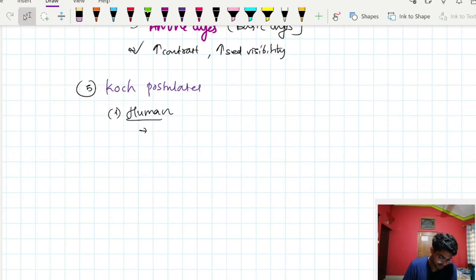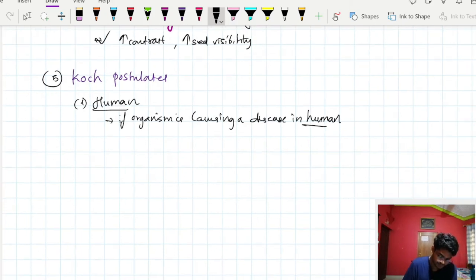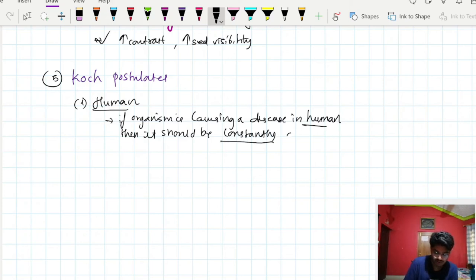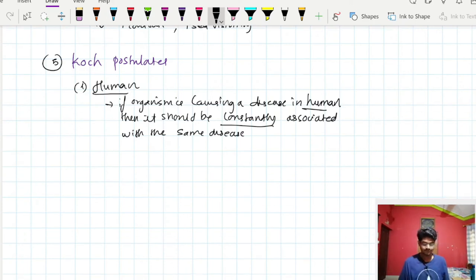It talks about humans. So if an organism is causing a disease in humans, then it should be constantly, and this is important, constantly associated with the same disease. So this is the first Koch postulate.